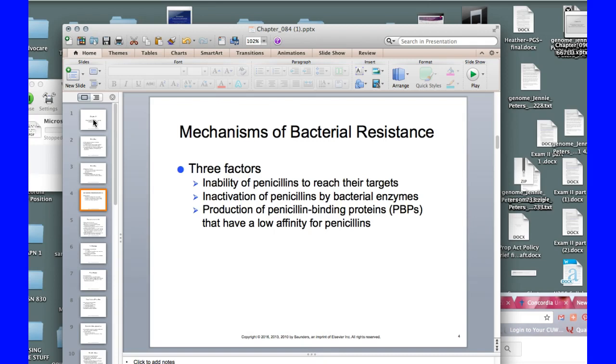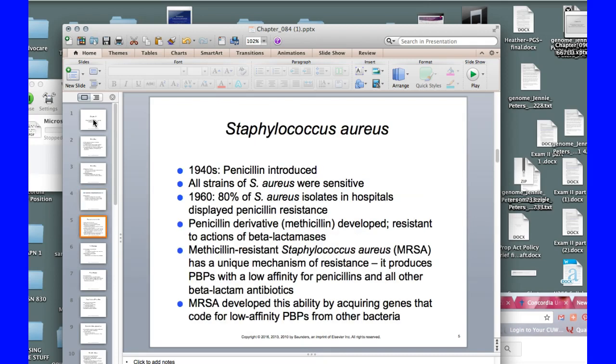So why are these bacteria resistant? Inability for the penicillin to reach their targets. I'm going to watch the YouTube video because it's really going to help you understand, instead of me trying to explain it to you, because he actually draws pictures and stuff.